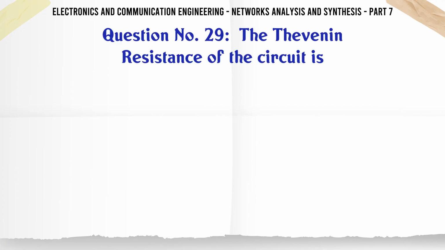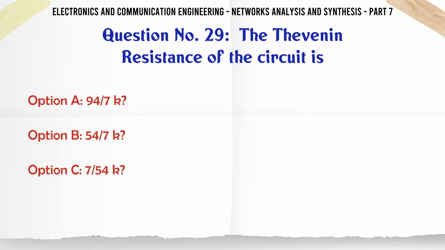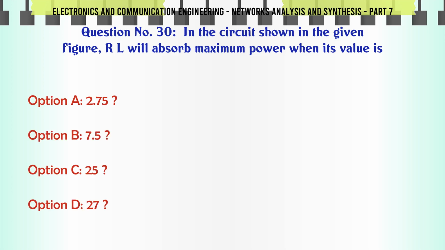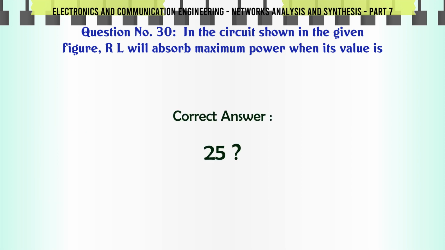The Thevenin resistance of the circuit is A 94.7K, B 54.7K, C 754K, D 0. The correct answer is 54.7K. In the circuit shown in the given figure, RL will absorb maximum power when its value is A 2.75, B 7.5, C 25, D 27. The correct answer is 25.